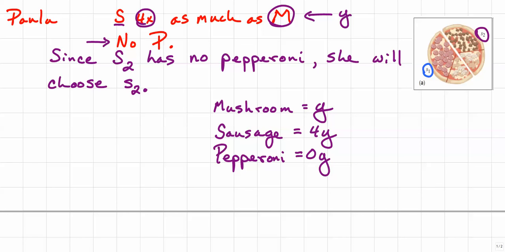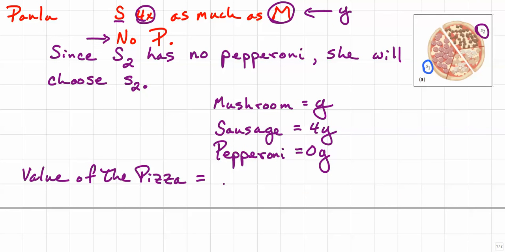Which means that for Paula, the value of the pizza in terms of variables will be equal to mushroom, which is y, plus sausage, which is 4y, plus pepperoni, which is 0y, which gives us a total of 5y. Now we're going to take that and determine the value of S sub 2, which is the side that Paula chose.